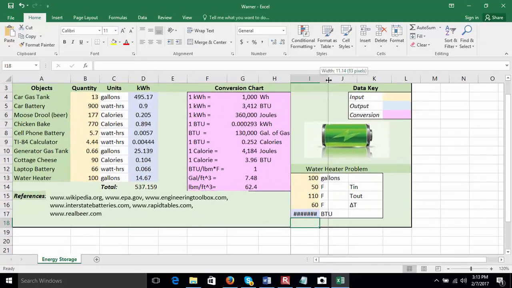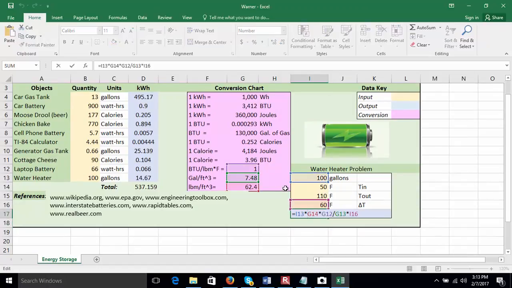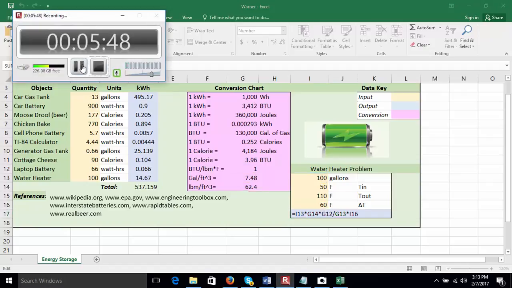So let's just go through it one more time here. Now you can see I have BTUs in the numerator. This guy, G14, has pounds of mass in the numerator. It's got cubic feet in the denominator. So when I divide by gallons per cubic feet, cubic feet goes into the numerator, gallons is now in the denominator. That's good. Let me pause for 1 second.